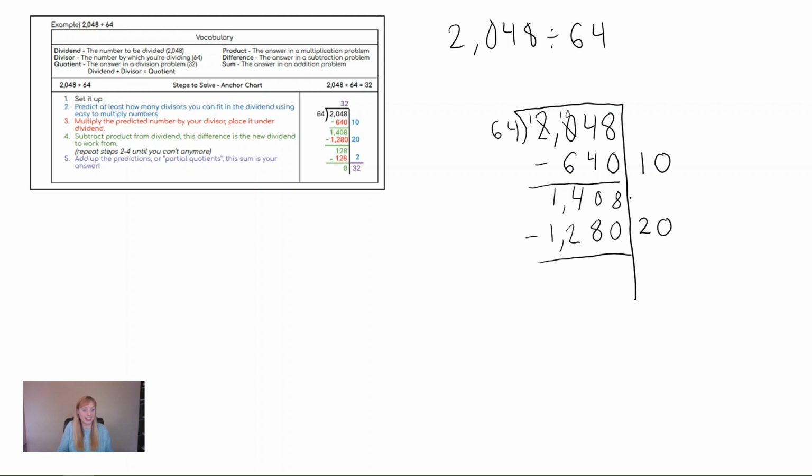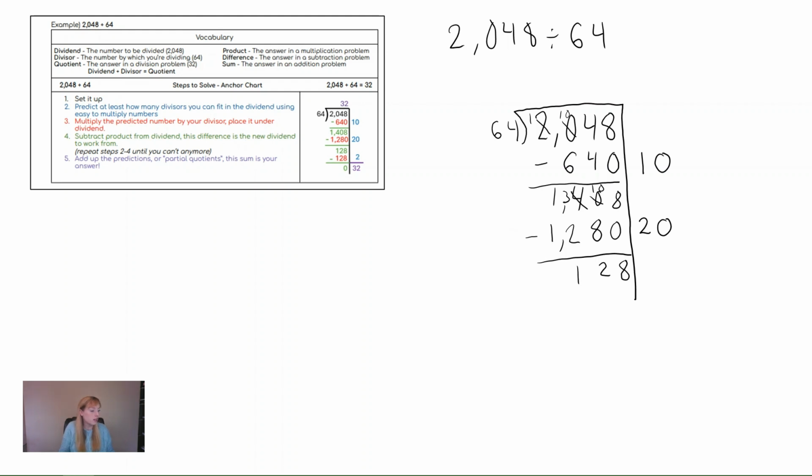All right, I'm going to subtract. 8 minus 0 is 8. I have to borrow. That leaves me with 128 to work from. Looks like I can repeat the steps at least one more time.